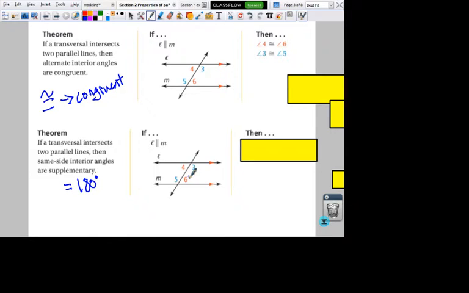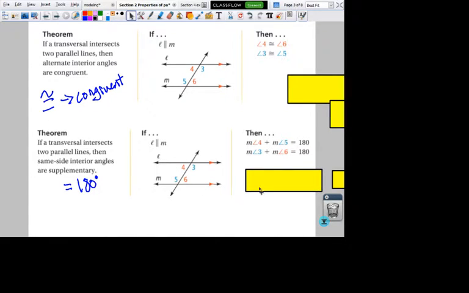So, in this shape right here, angle 3 and 6 are same side interior, right? They're on the same side between 2 lines. That means they add up to 180. 3 and 6, 3 plus 6 equals 180. And then 4 and 5 are also same side interior. That means they add up to 180.